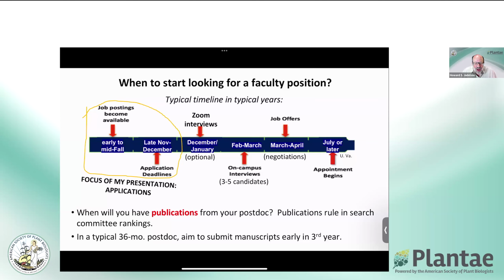But before I go on, I want to say it's not absolutely necessary to have publications from your postdoc when you start applying for faculty positions. I've known of people with just a very good publication record from their PhD, but certainly publications from your postdoc will make you much more competitive. Okay, next slide.